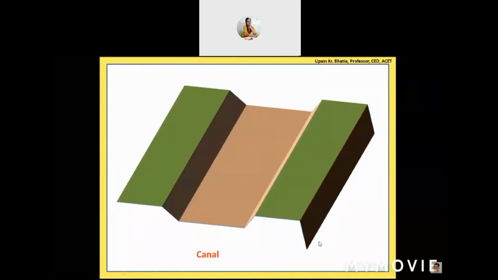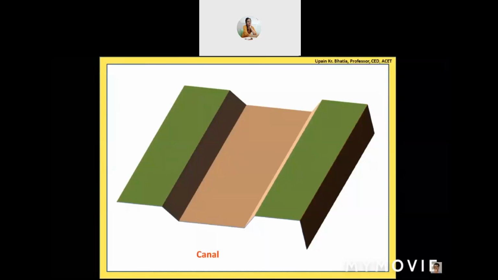Now, once the water has entered into the canal, there was only one device in the river, that is the silt excluder. Because the water transfer starts at this point, at the very first level, we provide a silt excluder to exclude the silt from entering into the canal.